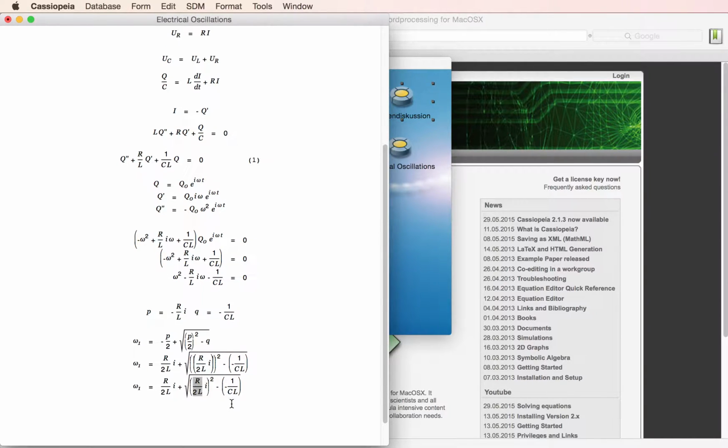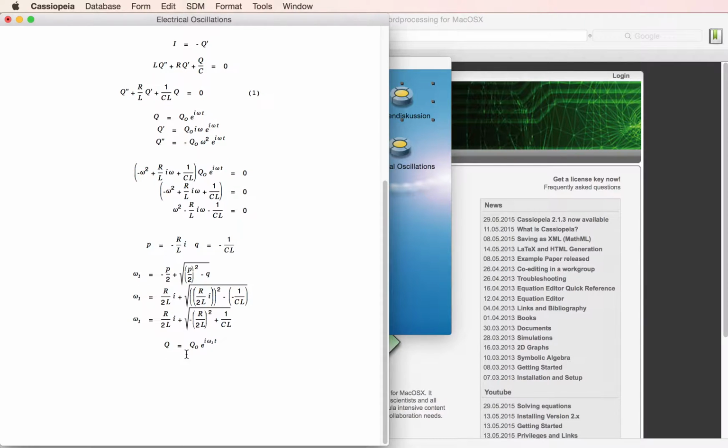Okay, I squared becomes minus 1. And this becomes plus. Okay, so this approach with this constant is a general solution for our differential equation. Let's substitute this into this equation.